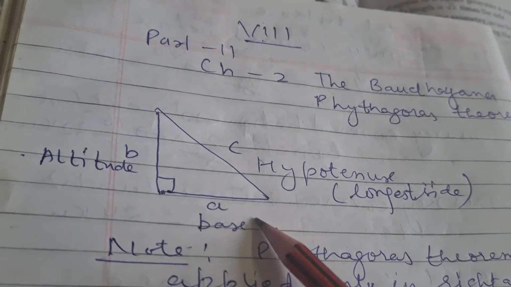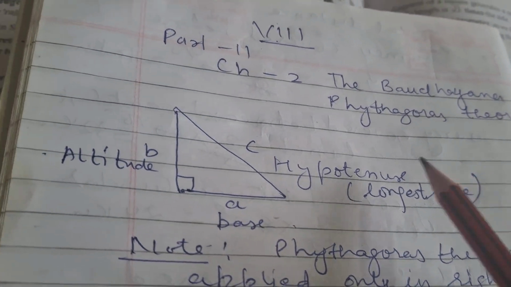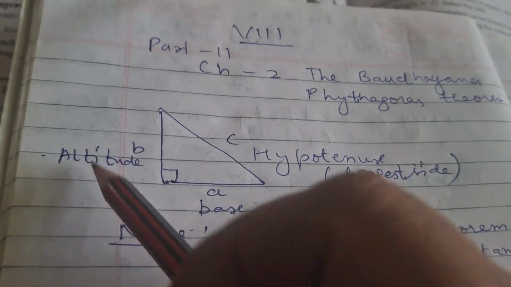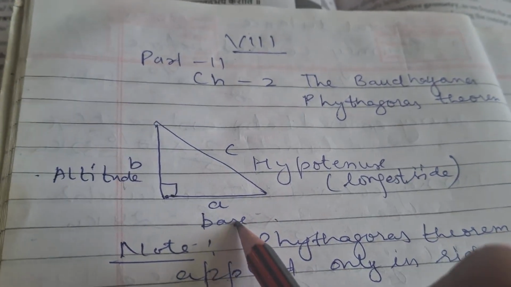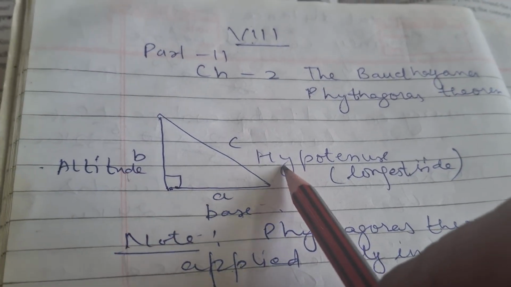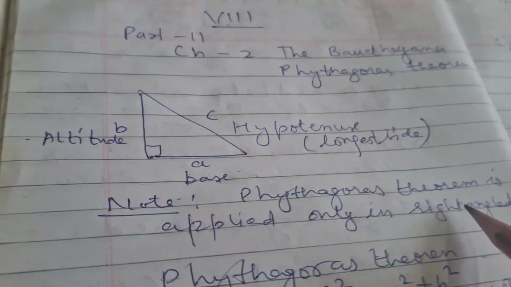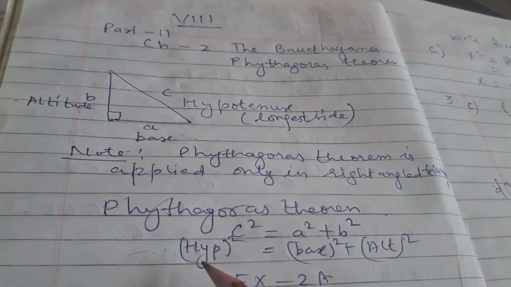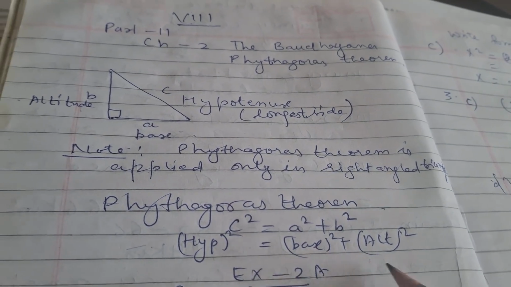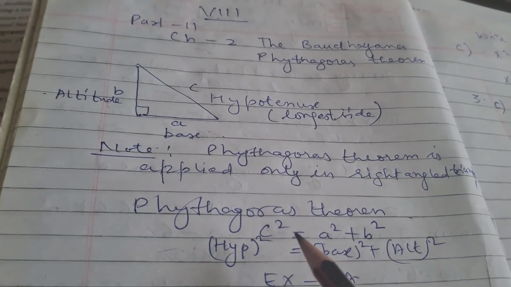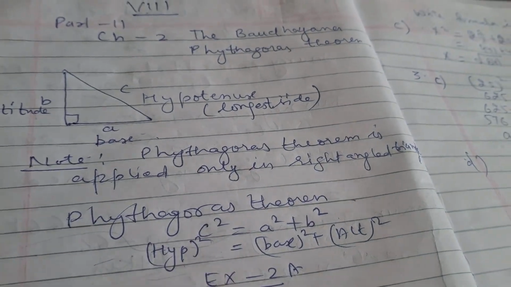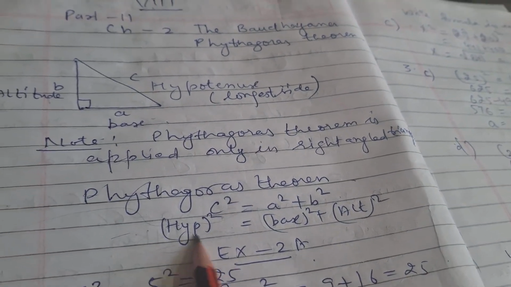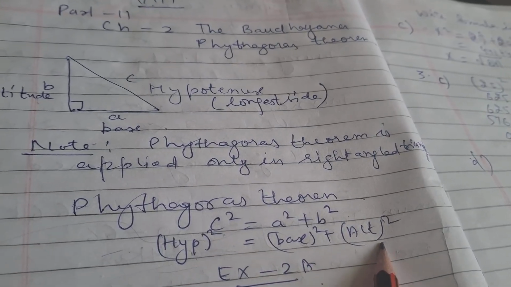See here, this is a right angle triangle. In the right angle triangle, this is the base, this is the altitude, and this is the hypotenuse side. Suppose base is A, altitude is B, and hypotenuse is C. Then the Pythagoras theorem is: hypotenuse square is equal to base square plus altitude square, or you can write C square is equal to A square plus B square. But in exercises, whenever you use it, always write hypotenuse square is equal to base square plus altitude square.